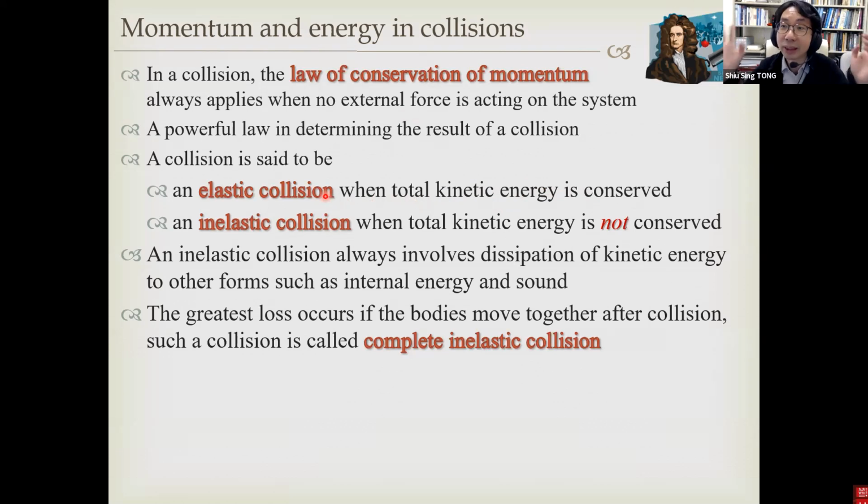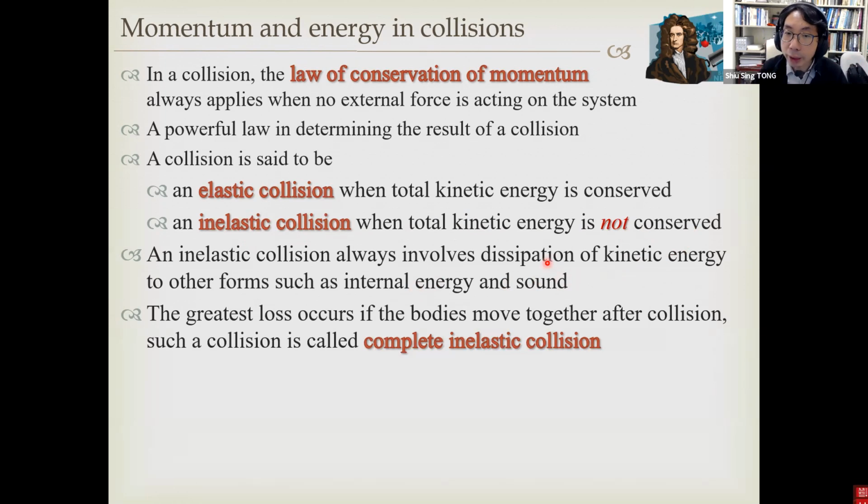So elastic collision is an idealization, which does not really exist in the real world. But let's imagine that for some collision, the kinetic energy change is so small that we can ignore the loss in energy, and the total kinetic energy before the collision is equal to the total kinetic energy after the collision. And an inelastic collision has some energy loss. The kinetic energy is not conserved, and the energy changes to other forms, like for example, internal energy and sound.